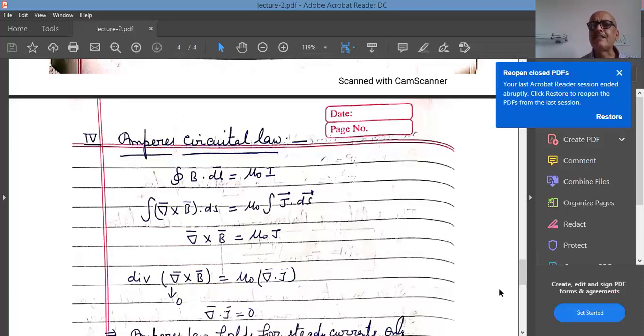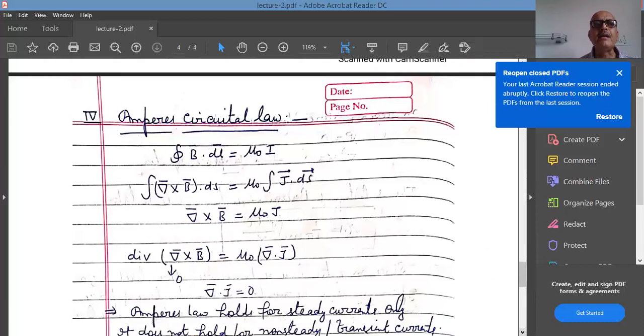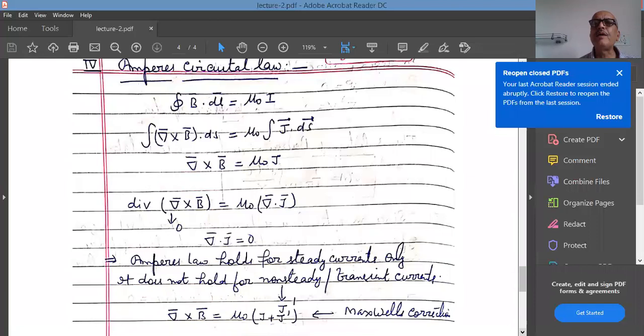Up to this place, there was no contribution of Maxwell. Now we come to the contribution of Maxwell. That is why we call all the four equations Maxwell's equations. If you take the divergence of both sides of the equation, divergence of curl of B is equal to mu0 times the divergence of J.